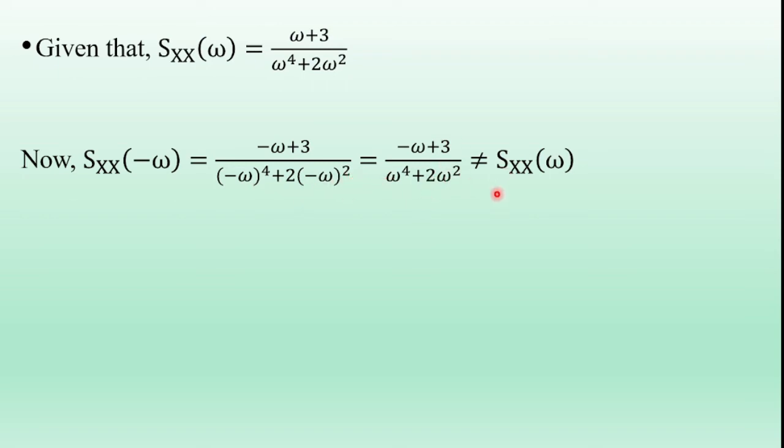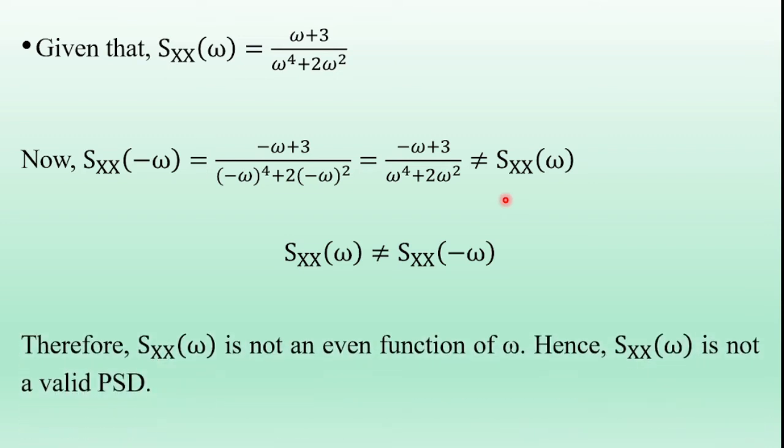So this RHS term is not equal to the given power spectral density. Therefore, Sxx of minus omega is not equal to Sxx of omega. Now the property is not verified. So in this problem the power spectral density is not an even function of omega. Hence the given power spectral density is not a valid power spectral density. This is the procedure by which we can determine whether the given function is a valid power spectral density or not. So this model is a very important model problem.